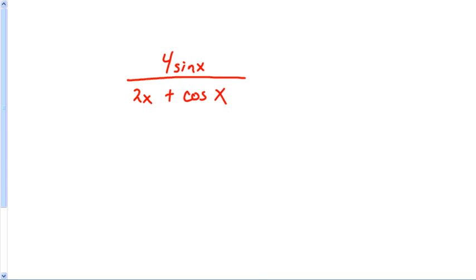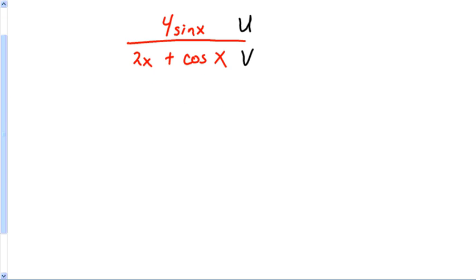All right, first thing pops in your head. Tell me, quick, go, even though I can't hear you. That's all right. I believe you said u over v. So I'm going to think you said quotient rule here. All right, cool. So u prime would be, let's see, 4 cosine x. V prime would be 2.